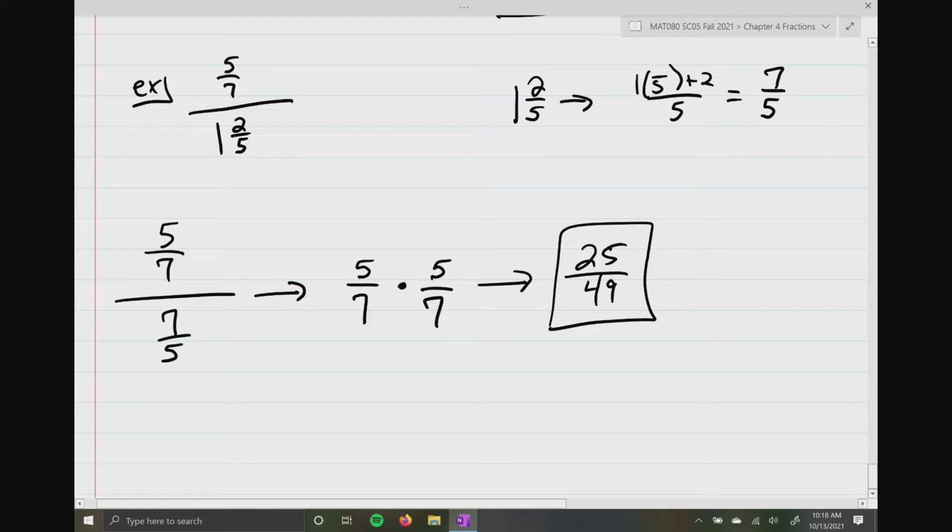Amber, do you see where you made your mistake? Yeah. Not a big deal, just as long as we learn. I think you forgot to reciprocate. Yeah, I did. All right, are there any questions? All right. So let's do a problem that looks like this. All right, I want to see what we come up with here.